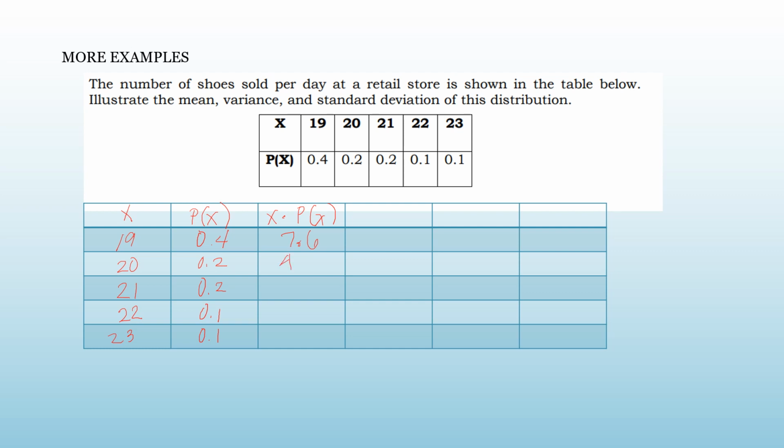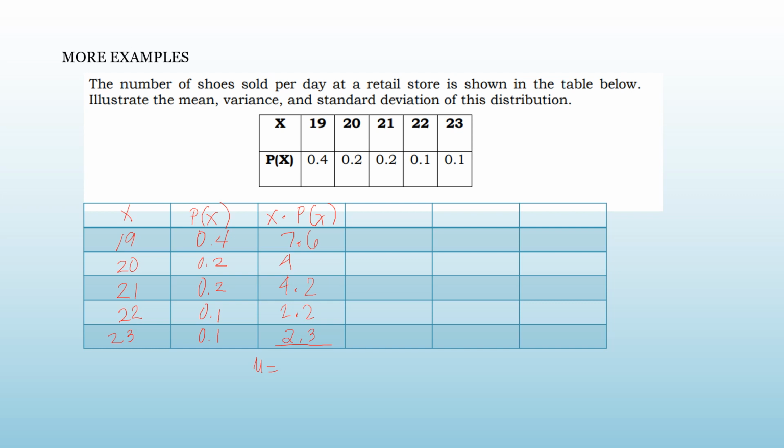Reminder, you are allowed to use a calculator. 21 times 0.2 is equal to 4.2. 22 times 0.1 is equal to 2.2. And 23 times 0.1 is equal to 2.3. Adding all of this will give us the mean.